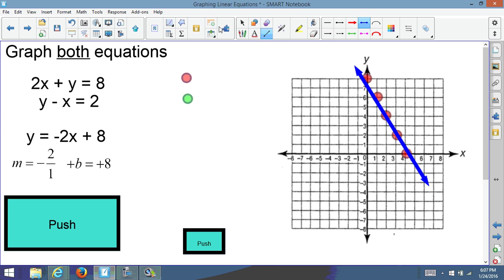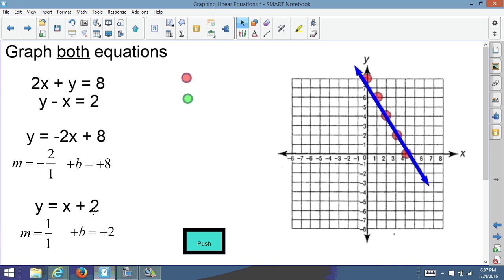So I've graphed my first line. So let's look at the second one. Again, y minus x equal 2. I need that in the form of y equal to, so I would add x to both sides, so I could have y equal x plus 2. And my slope is the coefficient of the x, so my slope would be 1. And as a fraction, it's got to be 1 over 1. My y-intercept would be positive 2.